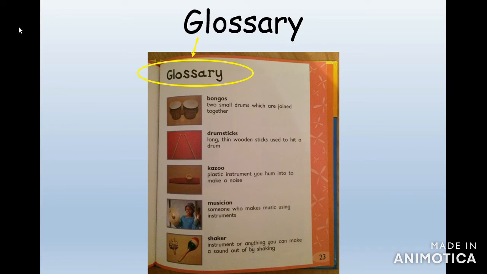Information text has a glossary. Now, a glossary gives us new keywords that you might have found in the book already, and it explains to you what that word means. So if we have a look at the word kazoo, if you found the word kazoo in your book and you're not quite sure what it means, you can go to the back of the book at the glossary, find the word kazoo, and it will tell you that a kazoo is a plastic instrument you hum into to make a noise.